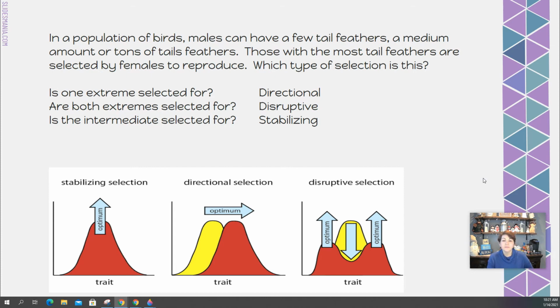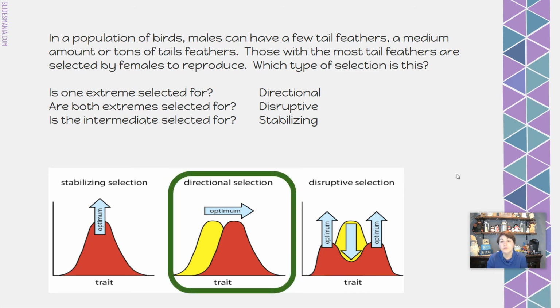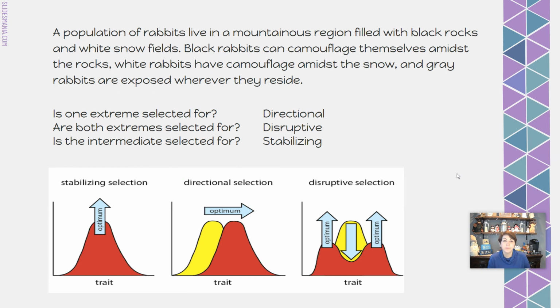All right, if you selected, in this case, directional, you are correct because we had a range of tail feathers from a few to a lot, but the extreme, having a lot of tail feathers, was the best. So we shifted towards having a lot of tail feathers, and so that is directional selection. So again, having a lot of tail feathers allowed them to survive and reproduce. It was selected for. One extreme was selected for. All right, go ahead and try this example now.